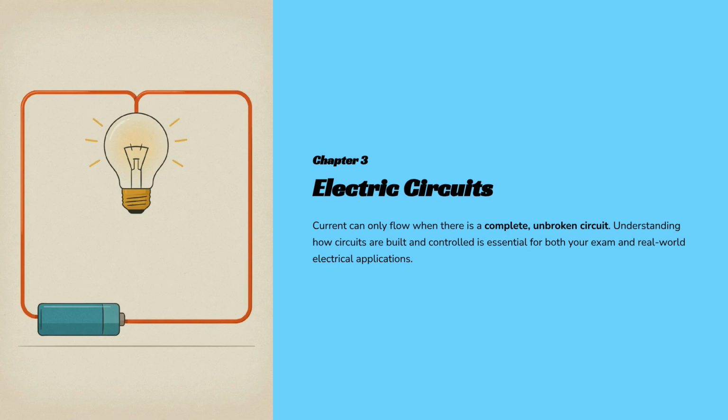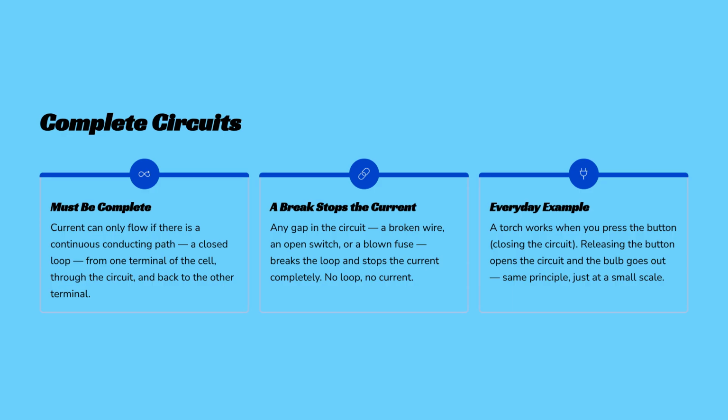Moving on to our third chapter, electric circuits. Remember, current can only flow through a complete, unbroken loop. Building and controlling these paths is a core skill for both exams and practical applications. A circuit must be a continuous loop for current to flow. Any gap, like a broken wire or open switch, stops the current completely. A torch is a simple example. Pushing the button completes the loop to light the bulb.